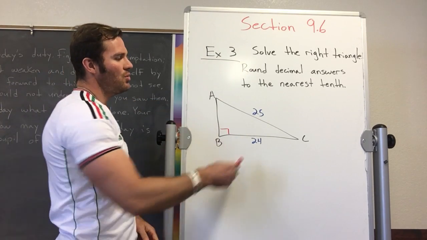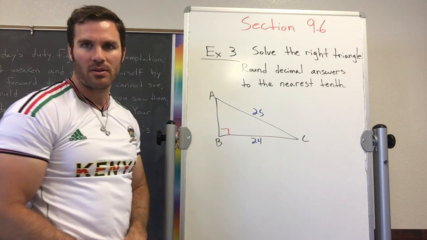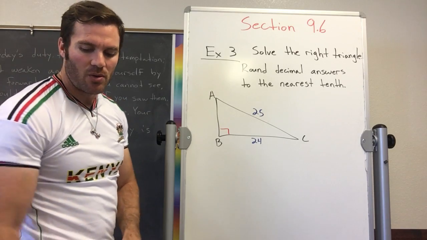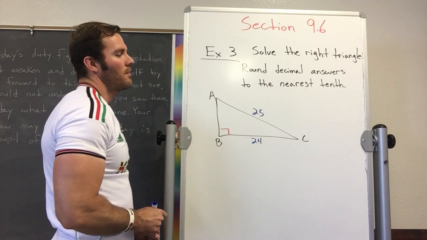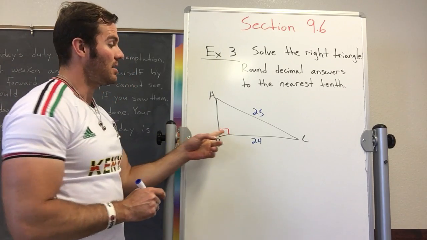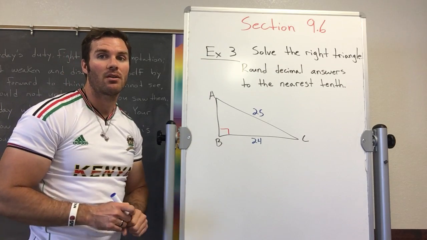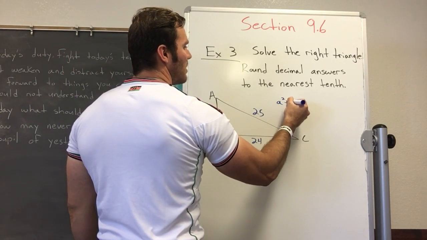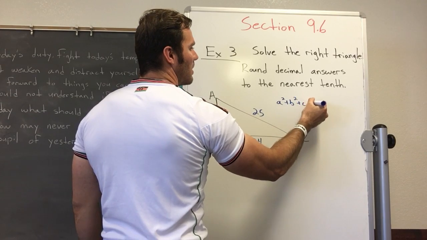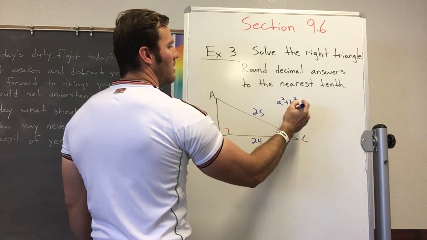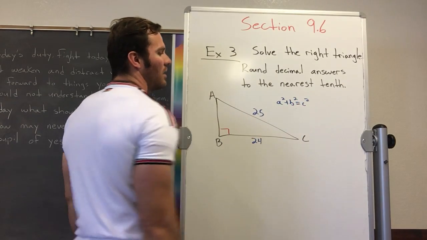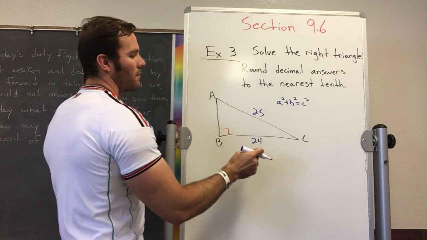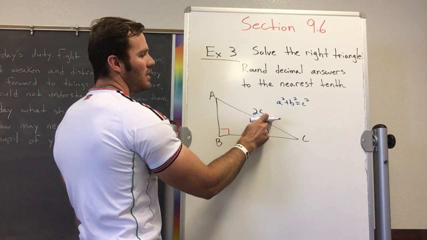Well, we have two sides. We don't have the third side. So we need to find AB. If we have two sides and it's a right triangle, we can use the Pythagorean theorem. A squared plus B squared equals C squared. Okay, so A, B, C.